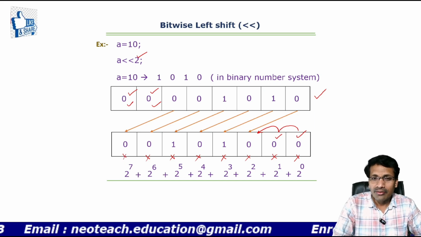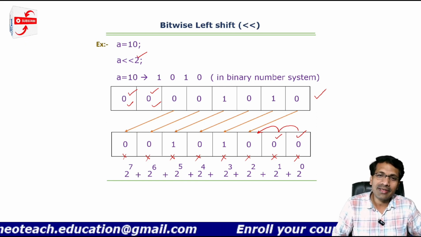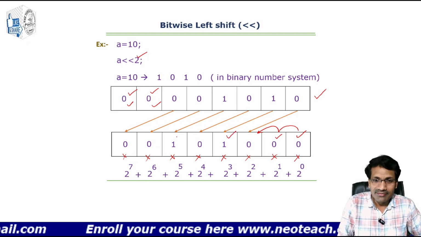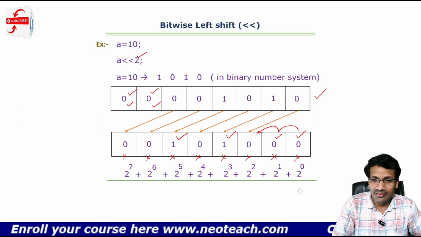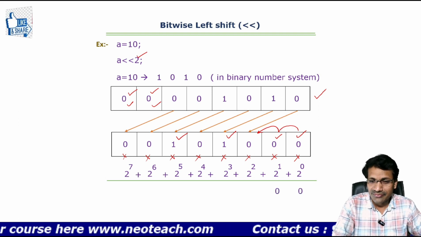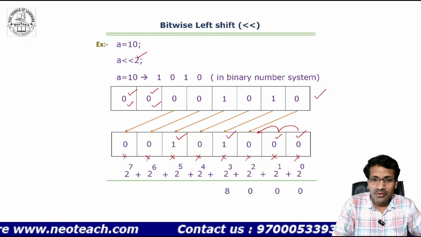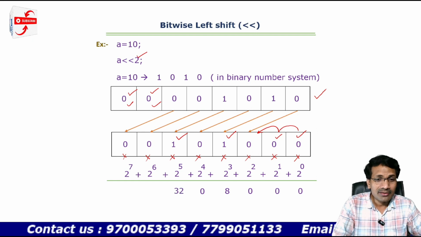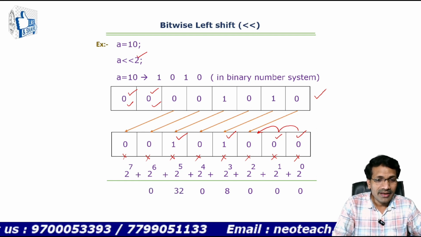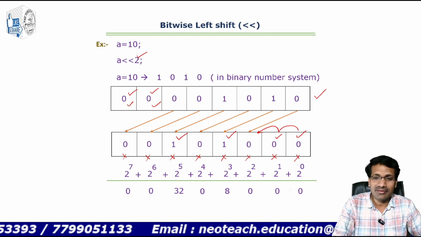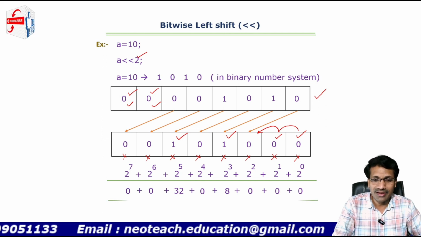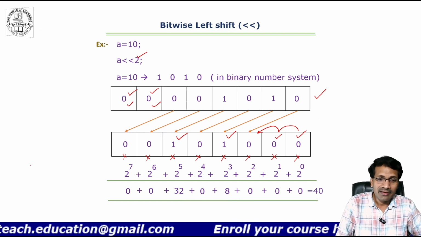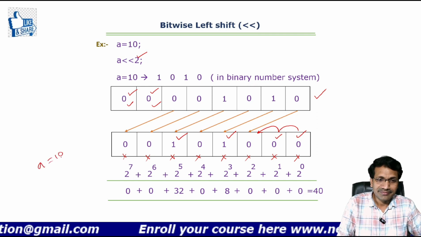Anyhow, we don't consider the 0 bits, because 0 into something gives 0 only. So we should calculate just these two. 2 power 3 into 1 gives 8, and 2 power 5 into 1 gives 32, and the rest are 0 into something. That's over. Now we add all these values together. 32 plus 8 means 40. So we took the value 10.